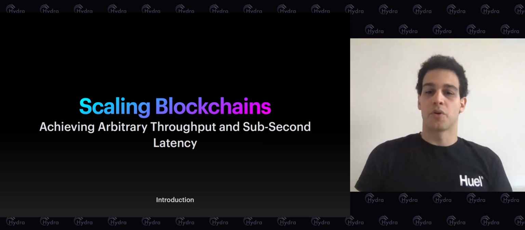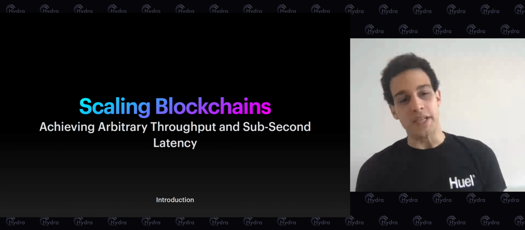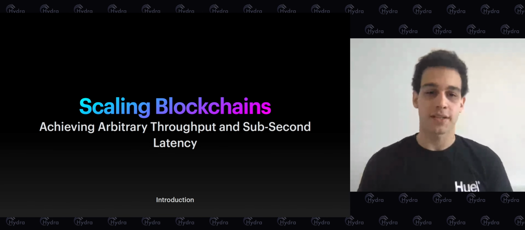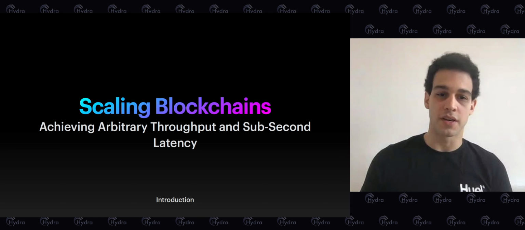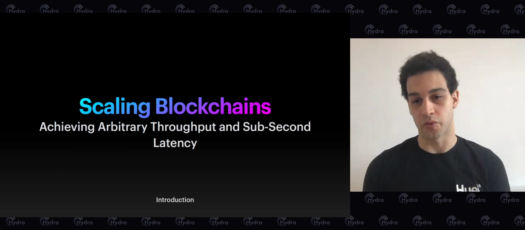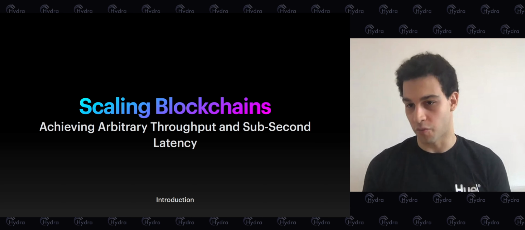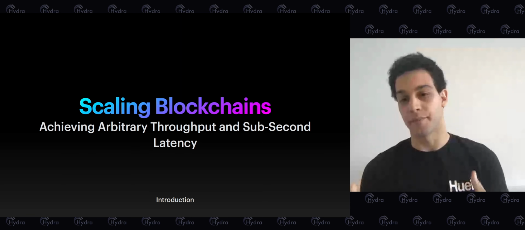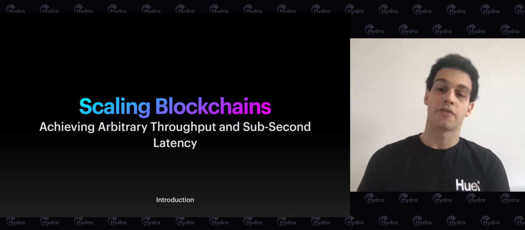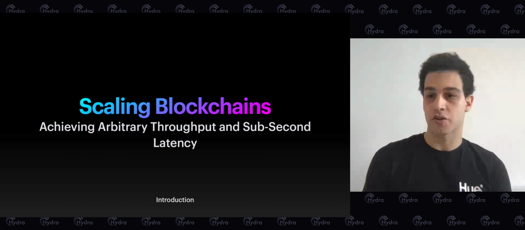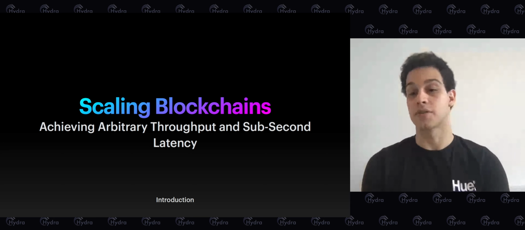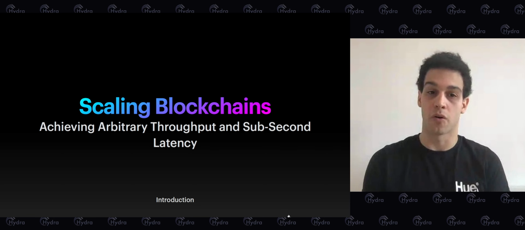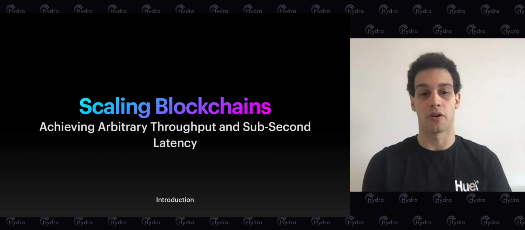This talk is composed of two parts. So the general theme is about scaling blockchains, and the first part would be about how to increase throughput to achieve an arbitrary throughput, actually. And the second part would be to achieve sub-second latencies. So I'll first give a very short introduction about what blockchains are, and only enough to know what would be needed for the rest of the talk, basically.